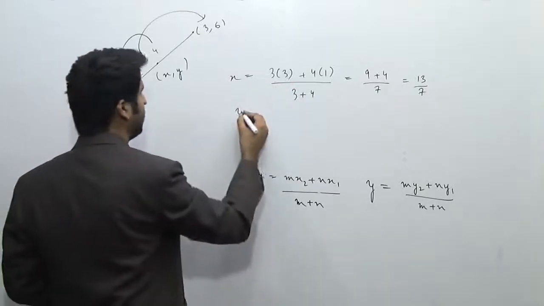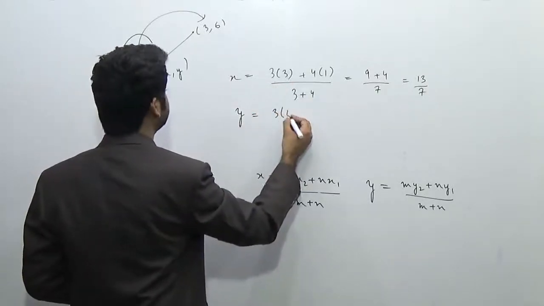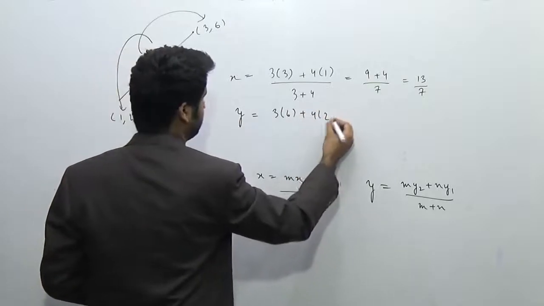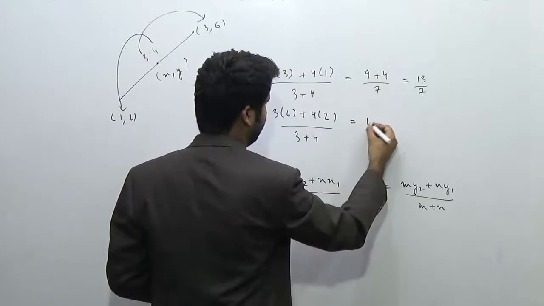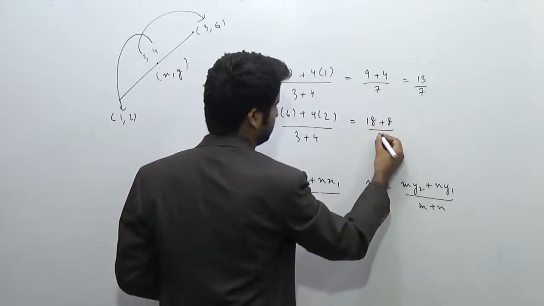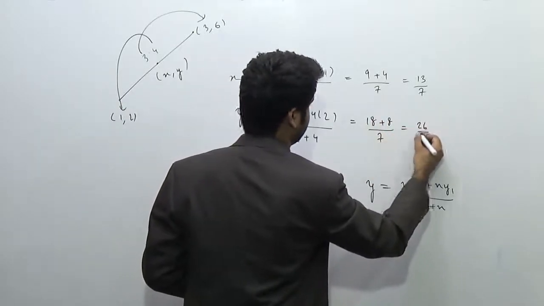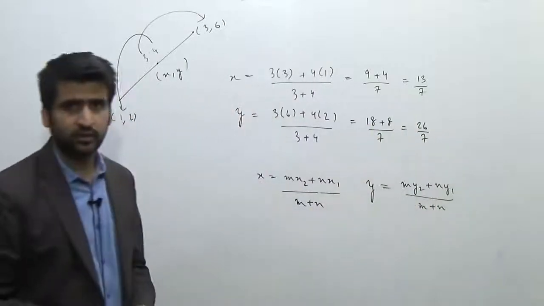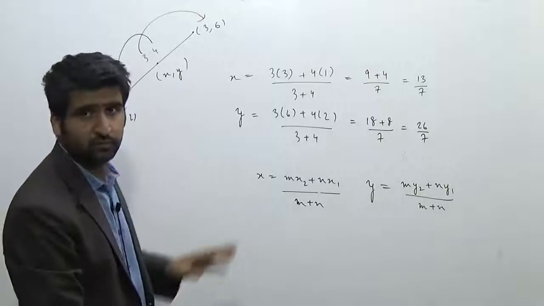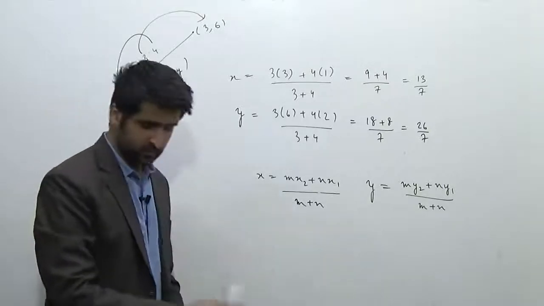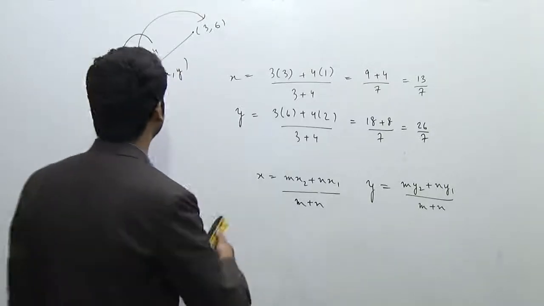And the y coordinate will be equal to 3 times 6 plus 4 times 2 divided by 3 plus 4. This will be 18 plus 8 upon 7, which is nothing but 26 upon 7. Clear? So this is how we solve the problems for section formula. This is pretty simple.